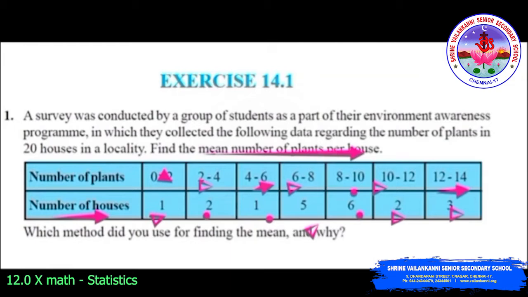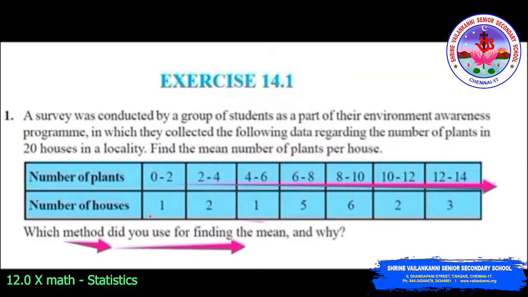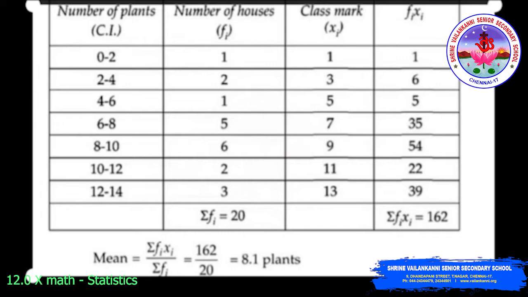So, we are going to decide which method is easy for finding the mean and why. Since the class intervals were given in terms of single numbers, it is easy to use the direct method for calculating the mean. Now, we are framing the four columns. The first column is the class interval, the second is the frequency, the third is the class mark from the class interval, and the fourth is fi multiplied by xi.